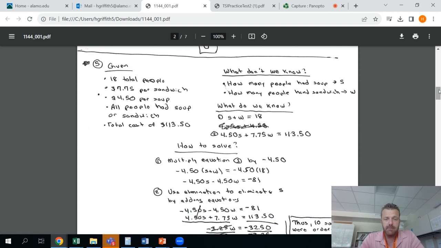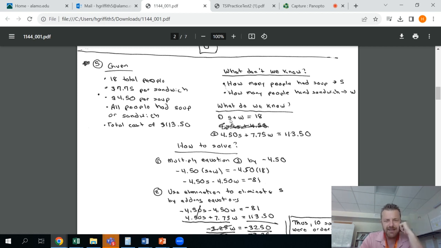So now it's just a matter of being able to solve those two things. So how do we actually do that? Well, the approach that we talked about in our refresher class was to solve via elimination. So how would we solve these by elimination? We have S plus W equals 18, and 4.50S plus 7.75W equals 113.50, hard to read.